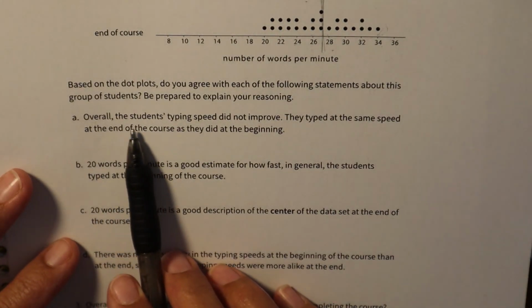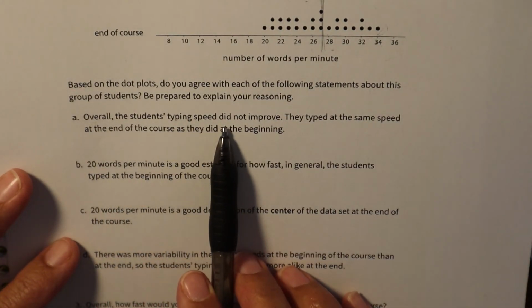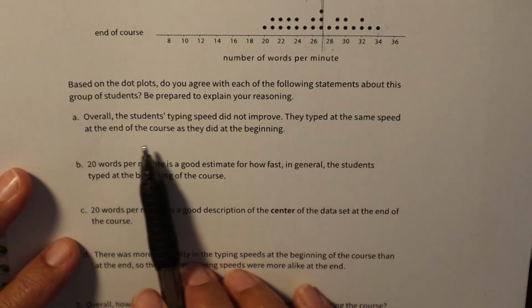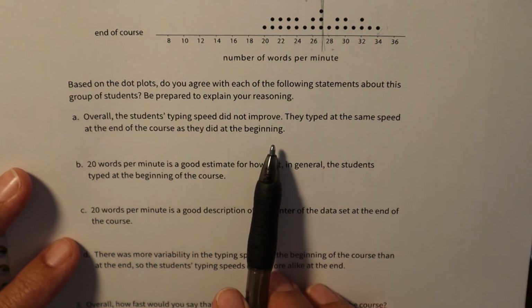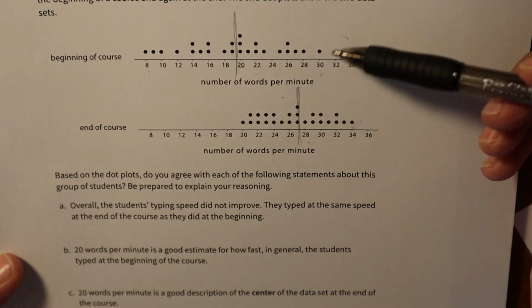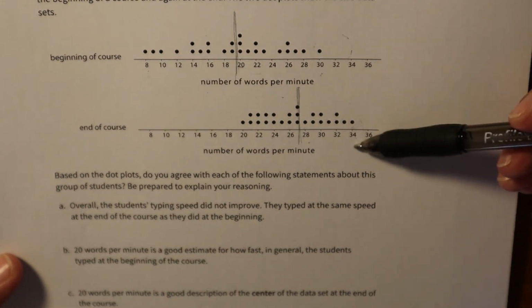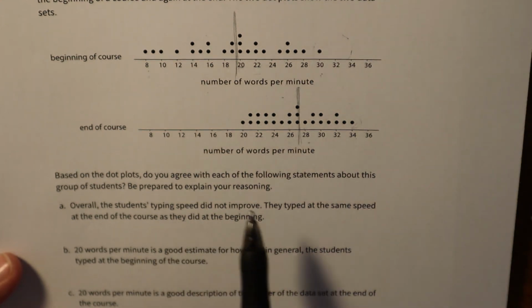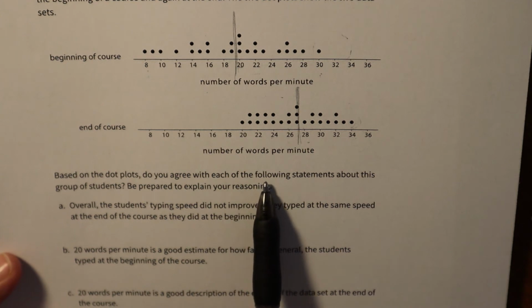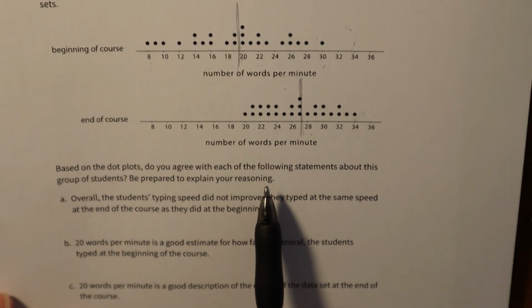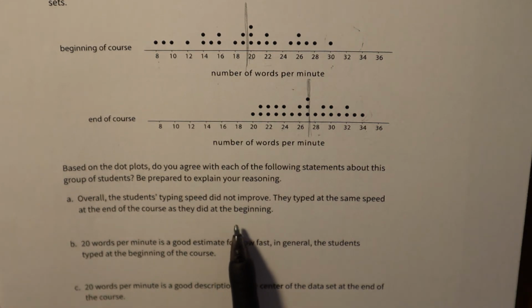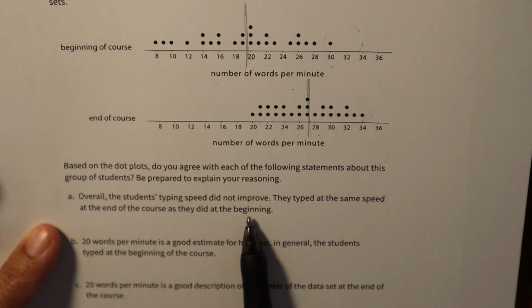Question 1 says, overall, the students' typing speed did not improve. They typed at the same speed at the end of the course as at the beginning. So this student looked at the end number. So we have 30 and 34. Well, there was a slight increase, but this student's saying that the typing speed didn't improve at all. Would you agree or disagree with this statement? Hopefully you're all thinking in your heads that you disagree because there was an improvement.